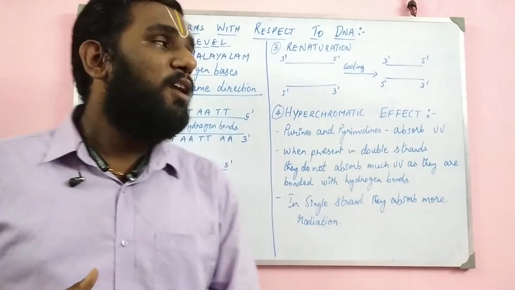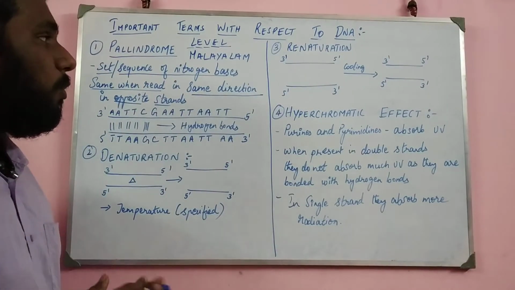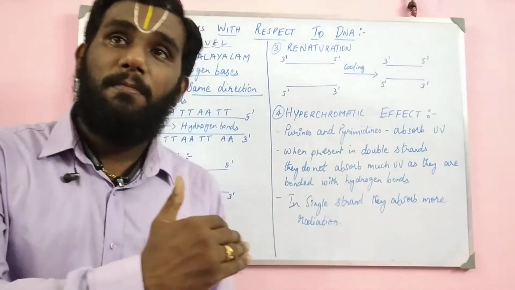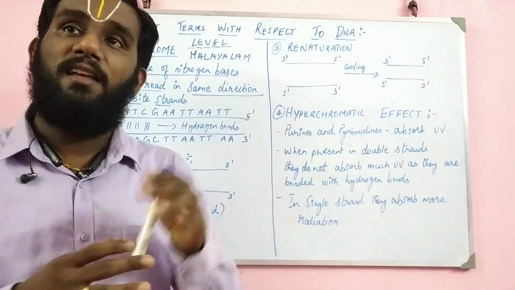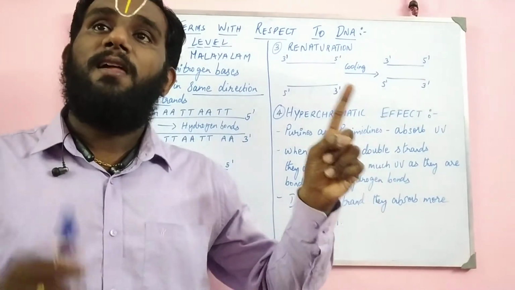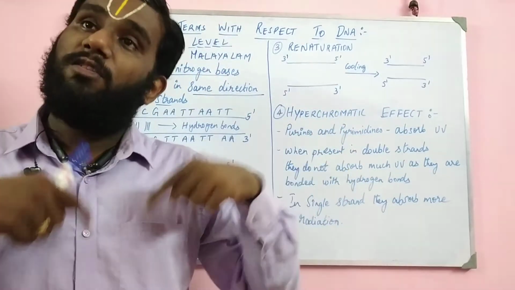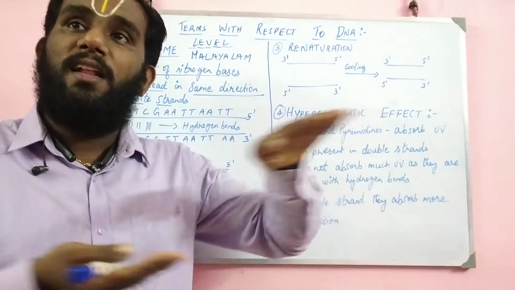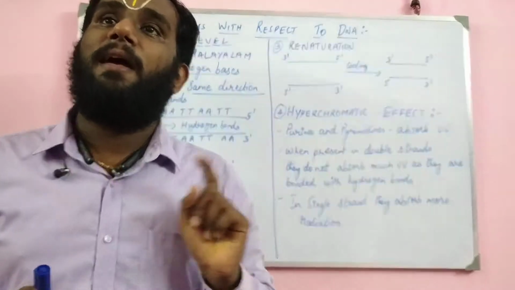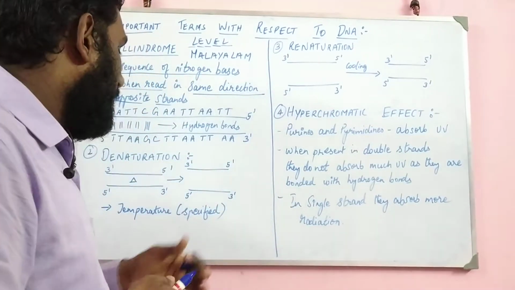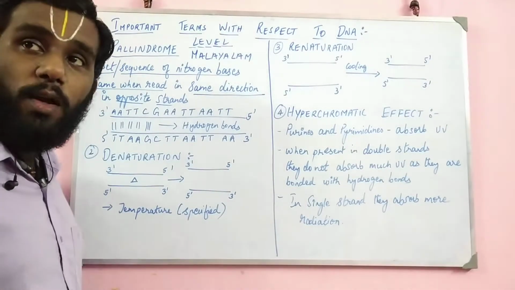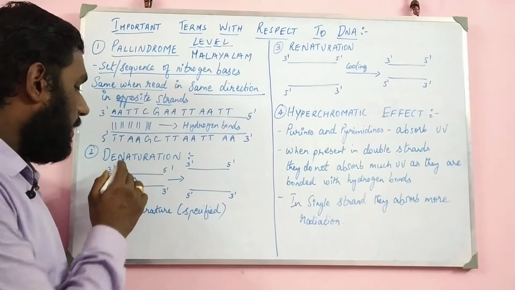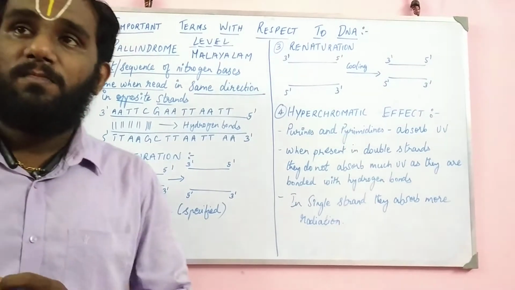So for now, you just need to know that palindrome means it will be reading the same in the same direction on opposite strands. If I read from 3' to 5', it will be reading the same from 3' to 5' on the other strand. Since they are opposite and anti-parallel, we should be reading it in the same direction on both the strands. The second concept, the second term with respect to DNA, is denaturation.